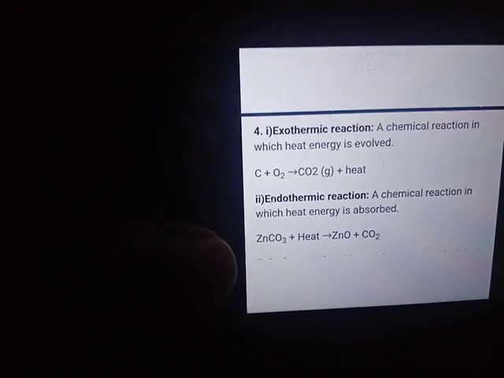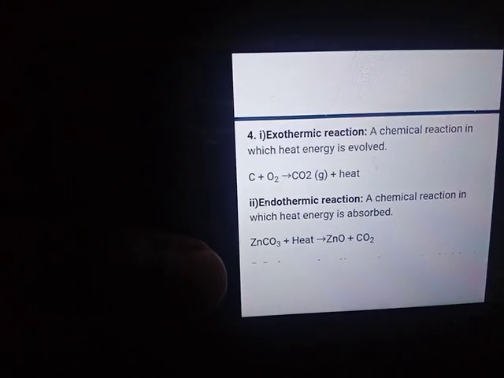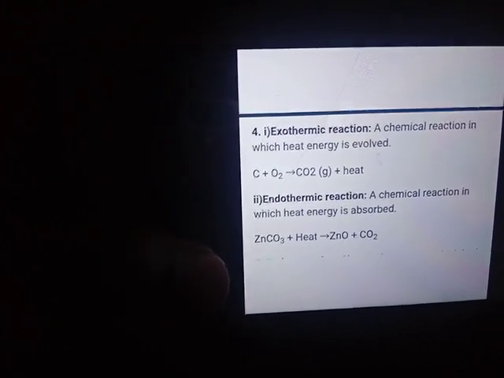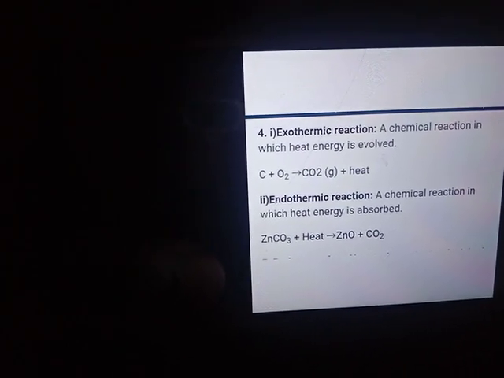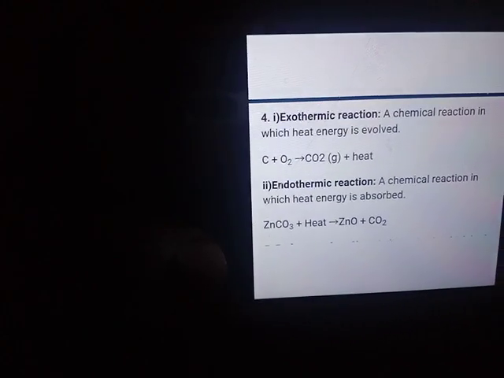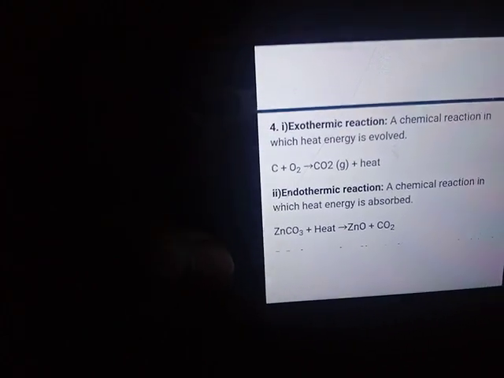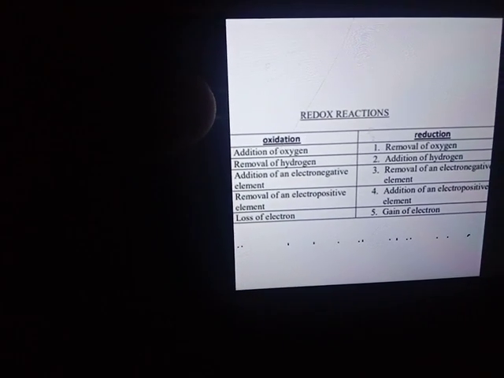Before that, what is exothermic and endothermic? Exothermic reaction: a chemical reaction in which heat energy is evolved, or liberated. And endothermic: a chemical reaction in which heat energy is absorbed. For both, the equations are given, which we have already seen. So next is redox reaction. In redox reaction, both oxidation and reduction occur simultaneously. So we should know what oxidation and reduction are.